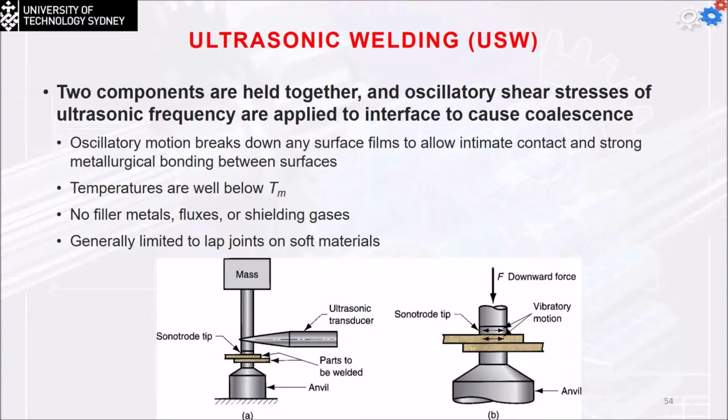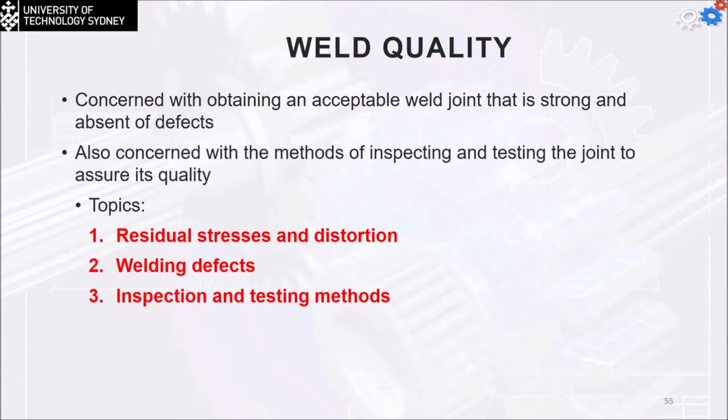Usually in the weld quality, we have to consider obtaining acceptable weld joints, which are going to be strong and absent of defects. Now, welding is one of the manufacturing processes which is going to contain defects. So it's also concerned, the weld quality is concerned with the methods of inspecting and testing the joints to assure the quality. What we're going to cover as topics in the weld quality are, first, the residual stresses and distortions, the welding defects, and the inspection and testing methods we have for the weld quality.